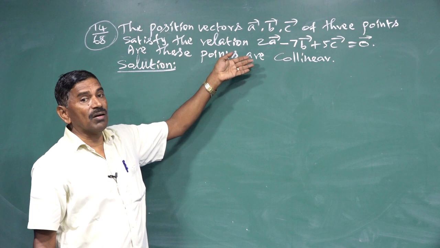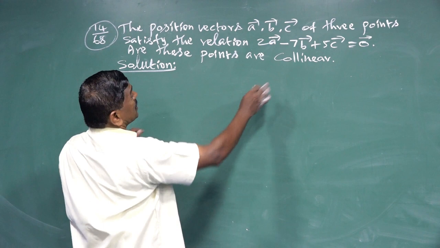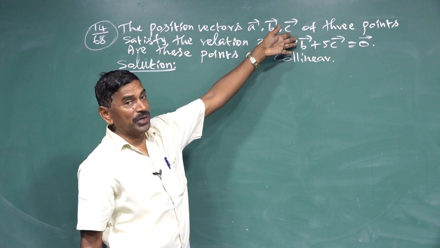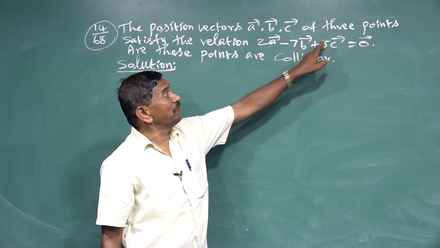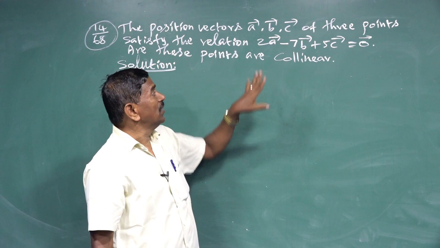Okay, again come to the question. The position vectors a vector, b vector, c vector of 3 points. Position vectors means points. The position vectors a vector, b vector, c vector of 3 points satisfy the relation 2a vector minus 7b vector plus 5c vector equal to 0 vector. Are these points collinear? To learn this sum, we need a basic. Already basic is given to you.